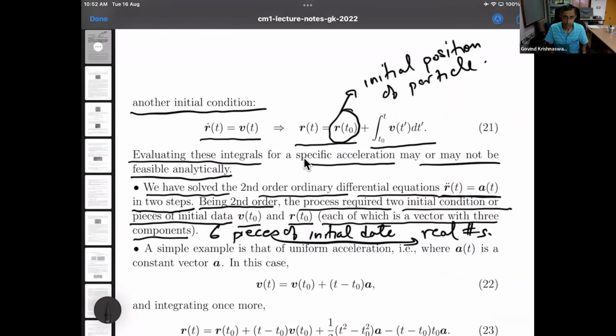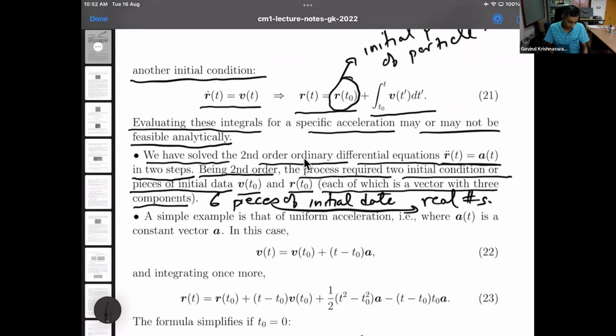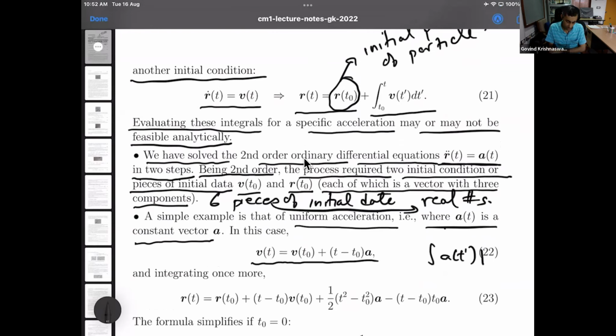Now I will mention a simple example, which I'm sure you have seen before. A simple example is that of uniform acceleration. When we say uniform, we basically mean an acceleration that is independent of time. In other words, a of t is a constant vector a. In this case, v of t, that integral of a of t prime dt prime, can be performed very easily. You just get t minus t naught times the acceleration vector. So that gives you an explicit formula for the velocity at time t.